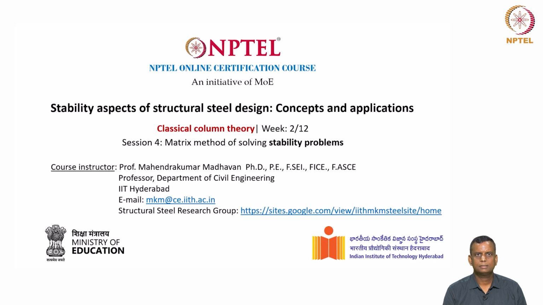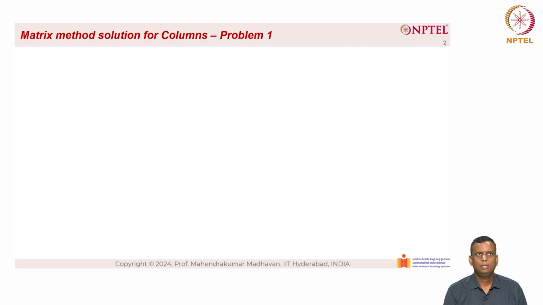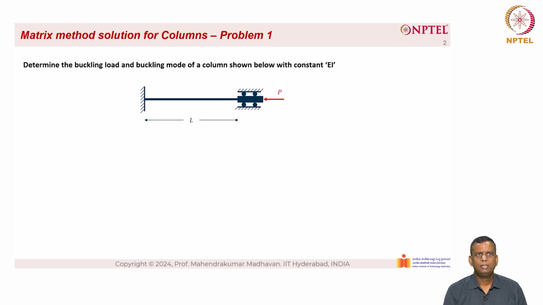In the last class, we saw how to solve stability problems using the matrix method. We will continue to solve more problems to reinforce the importance of solving stability problems using the matrix method. Let's solve a problem using the matrix method. Determine the buckling load and buckling mode of a column shown below with constant EI. The left end of the column is fixed, the right end is also fixed, but it allows for axial movement.